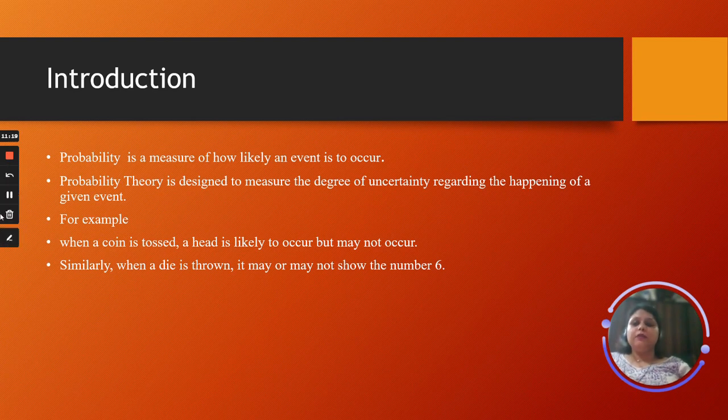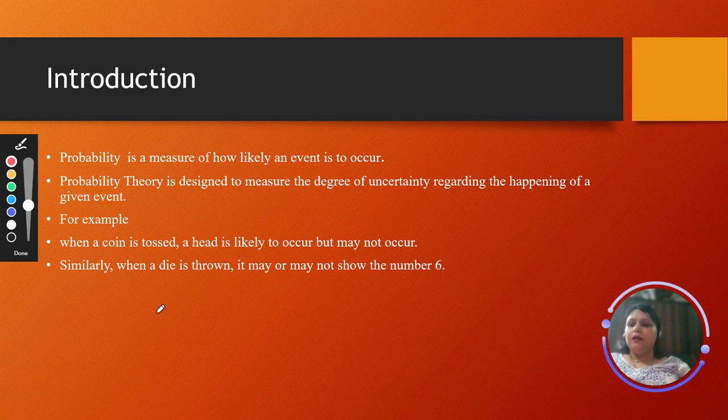Okay, another example we can take here is when you toss a coin, right? Either we are going to get head or we are going to get tail. Again, we are not sure. So this uncertainty can be measured with the help of probability. Then we have another example here, like when you throw a dice. Again, it may or may not show the number 6. Again, we are not certain about that event. So, all these uncertainties are defined by the probability.